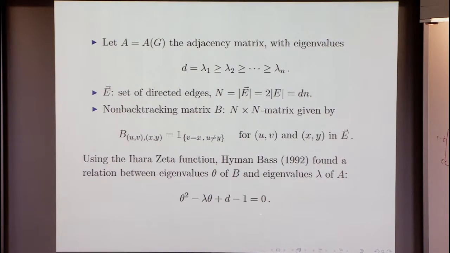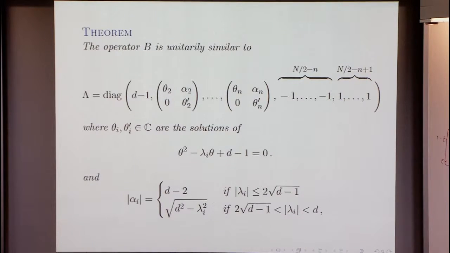solve this quadratic equation, you get two solutions, and these give you eigenvalues of B, and these give all the interesting eigenvalues of B. There are a few other less interesting ones I'll mention, but these are all the important eigenvalues of B, solutions of this quadratic equation. So this is known, but we can say more. We can give the exact Jordan decomposition of the non-backtracking matrix.